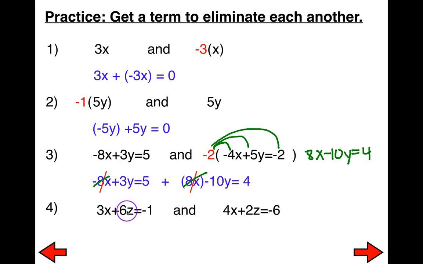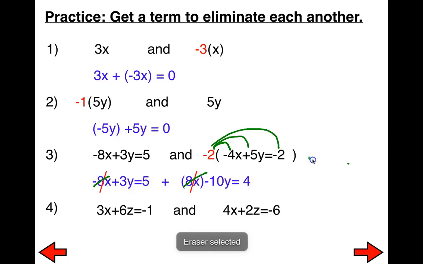Now for the fourth one, you're going to look at the x's, the 3x and the 4x. Is there anything you can do to multiply them to eliminate? Yes. What about the 6z and the 2z? Yes. But which one's going to be better?